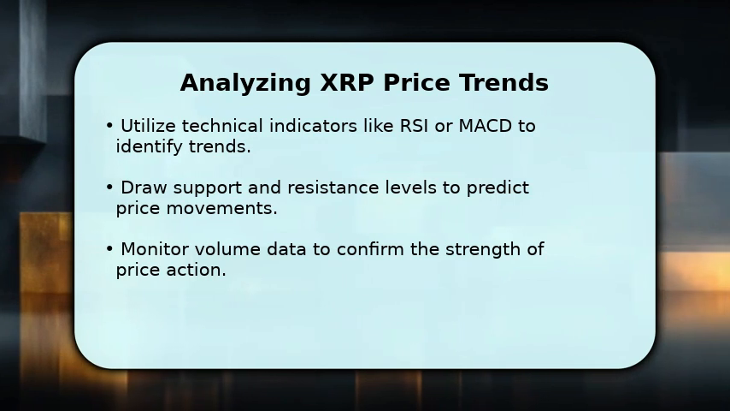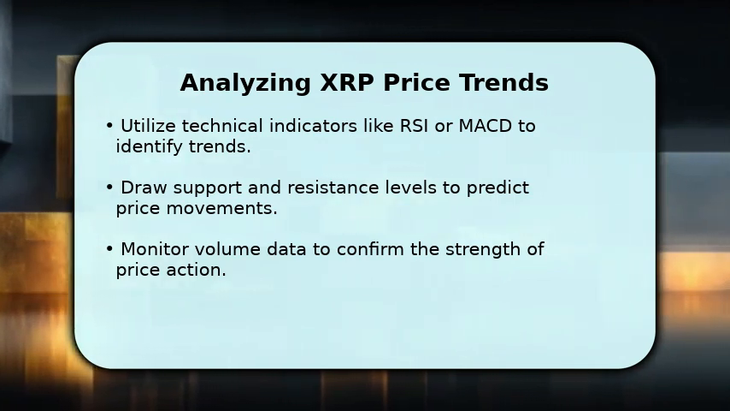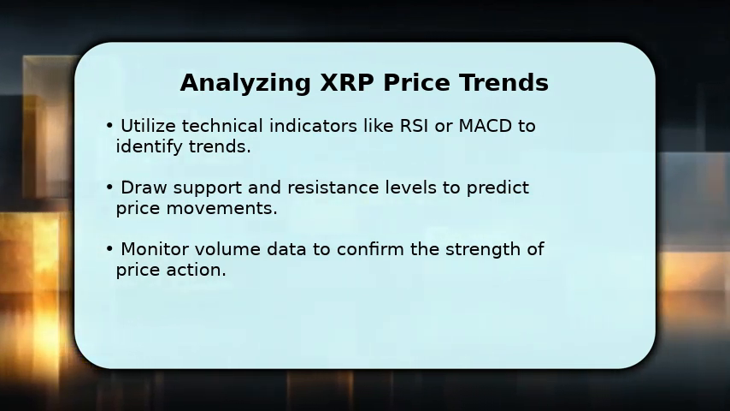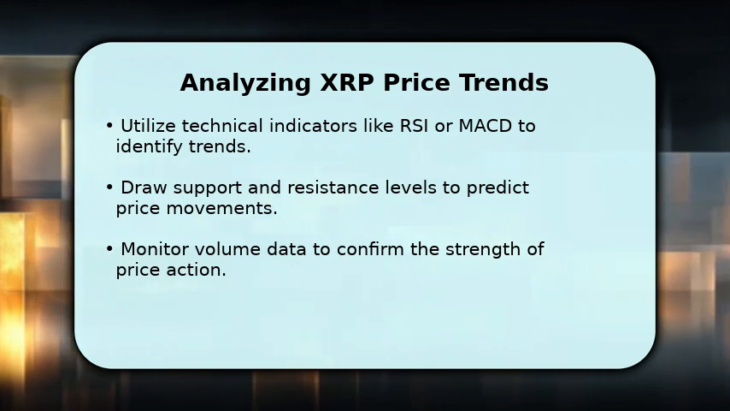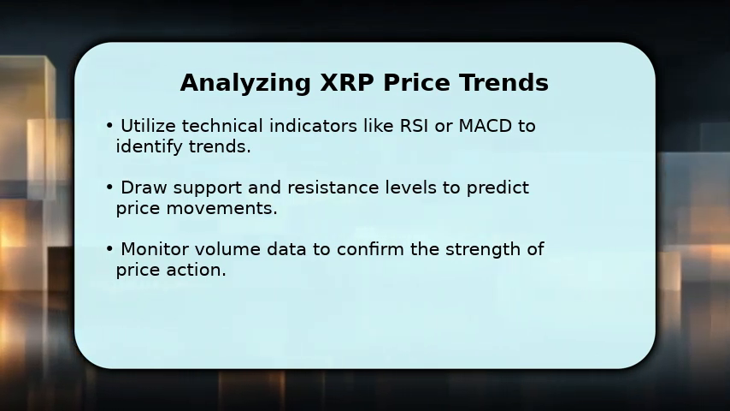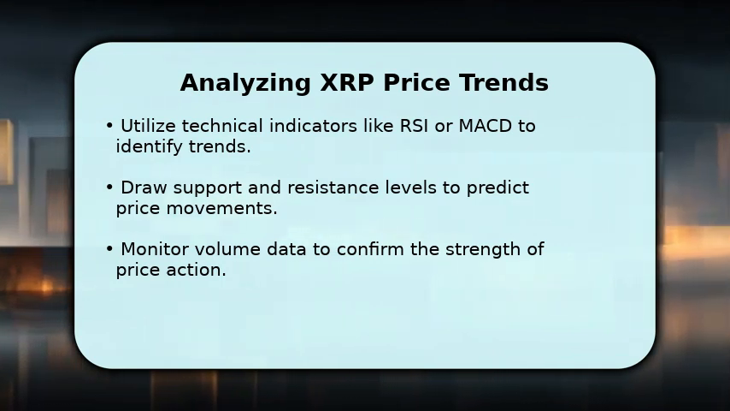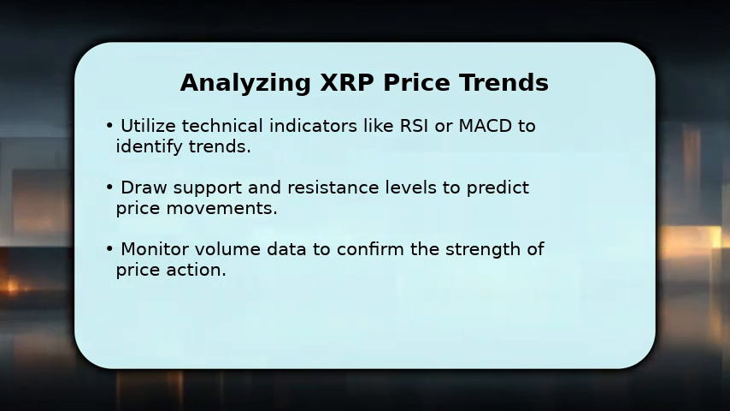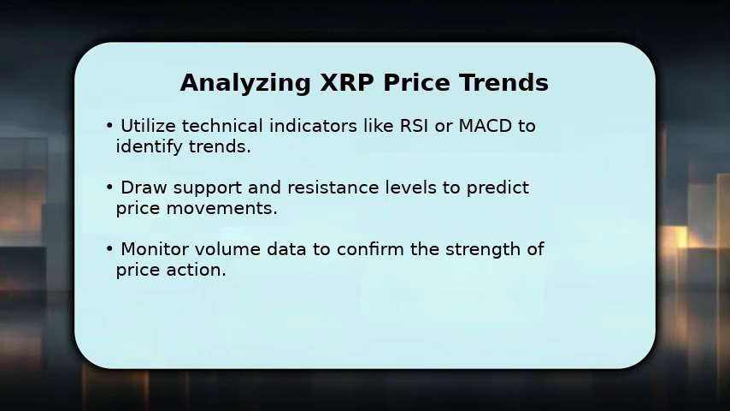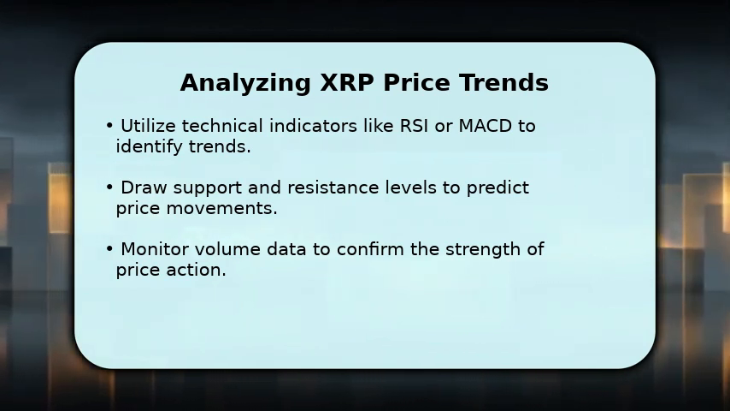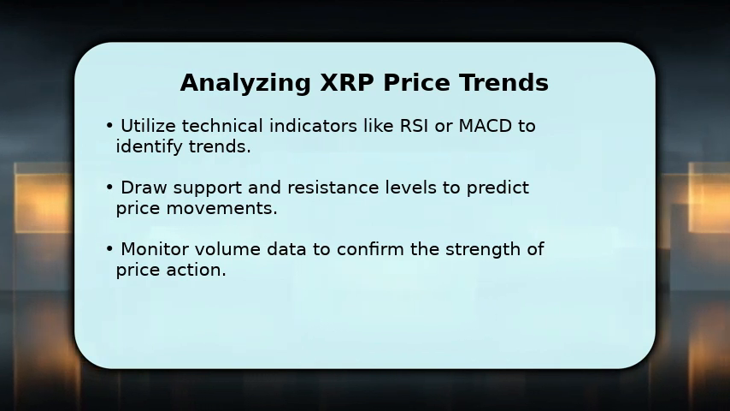Use popular technical indicators such as the Relative Strength Index, or RSI, and the Moving Average Convergence Divergence, or MACD, to spot potential entry and exit points. Drawing support and resistance lines on the chart can help you anticipate future price direction. Always check the trading volume. High volume often confirms significant price moves.